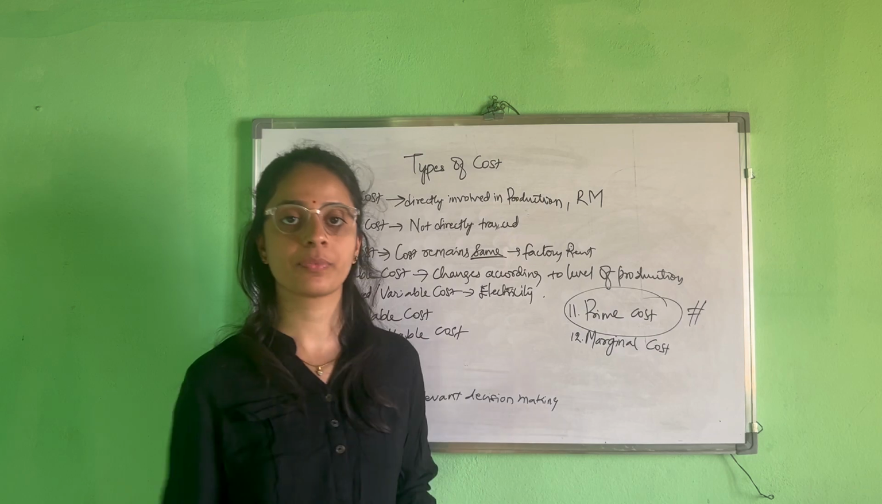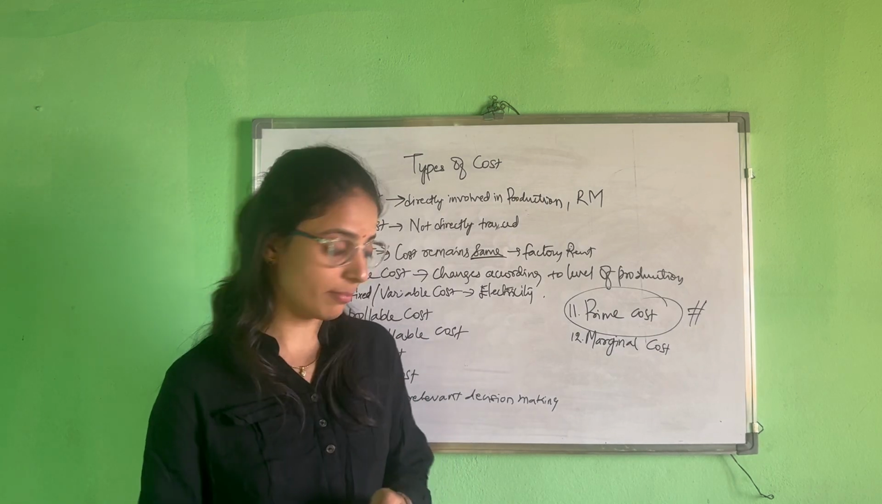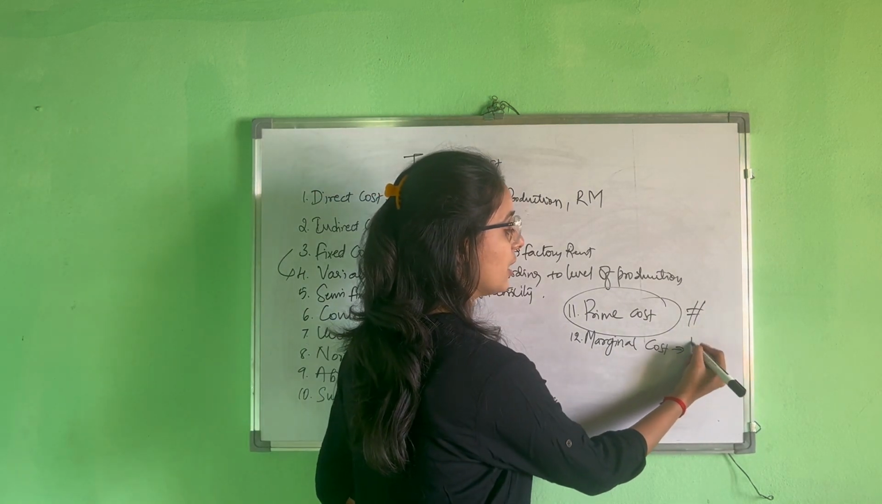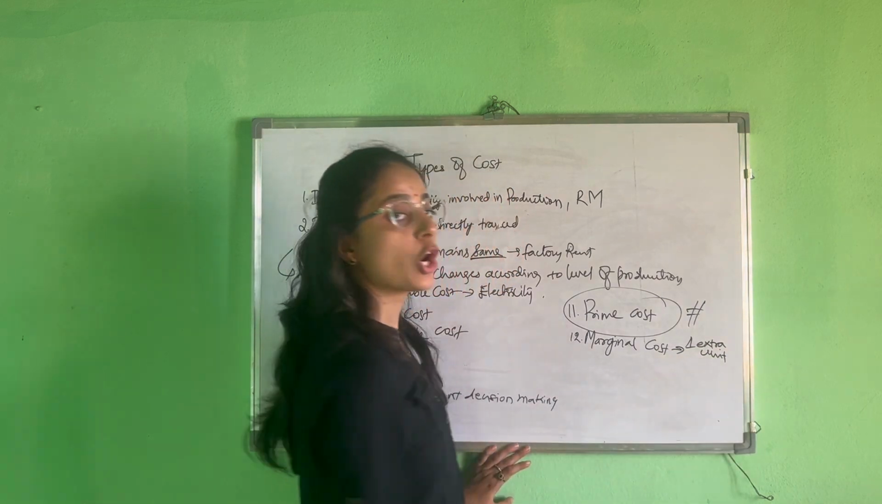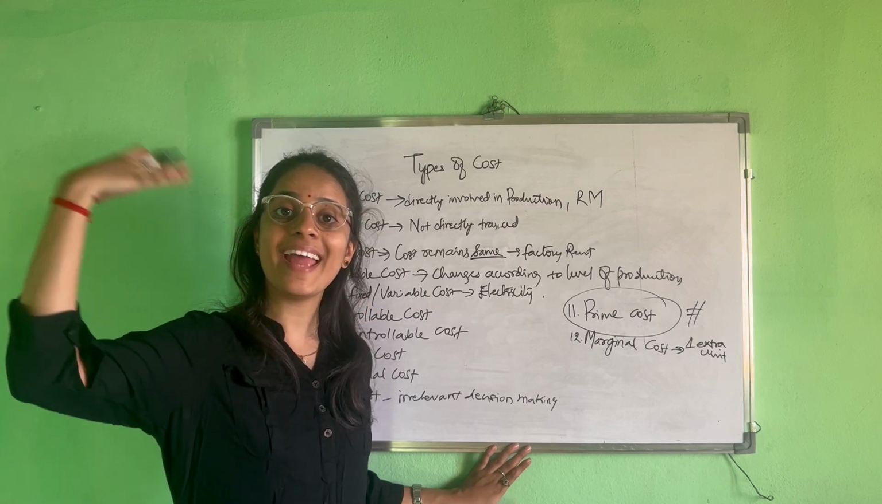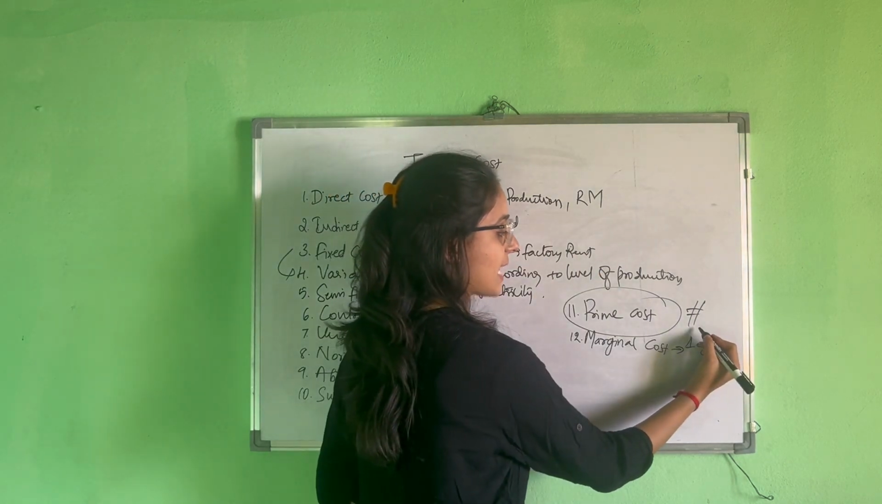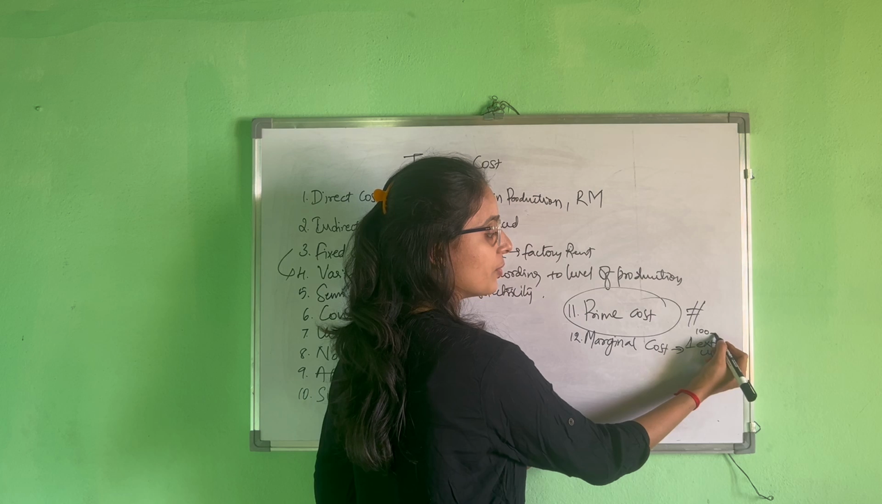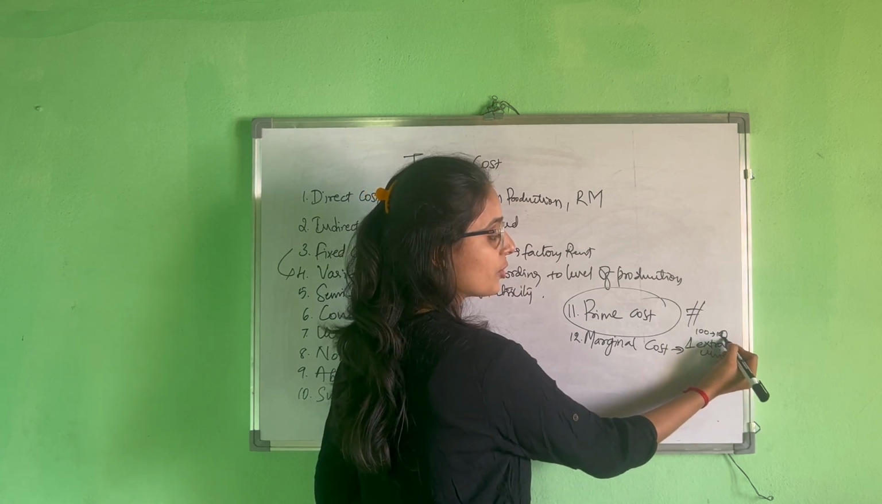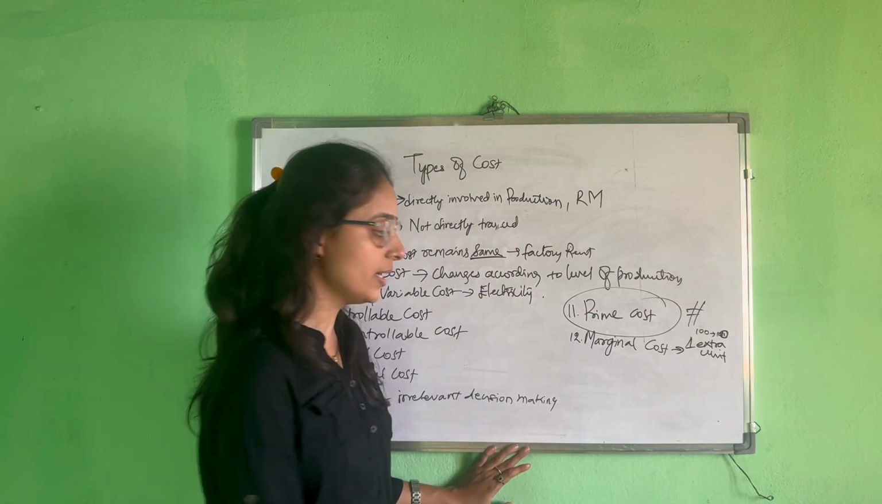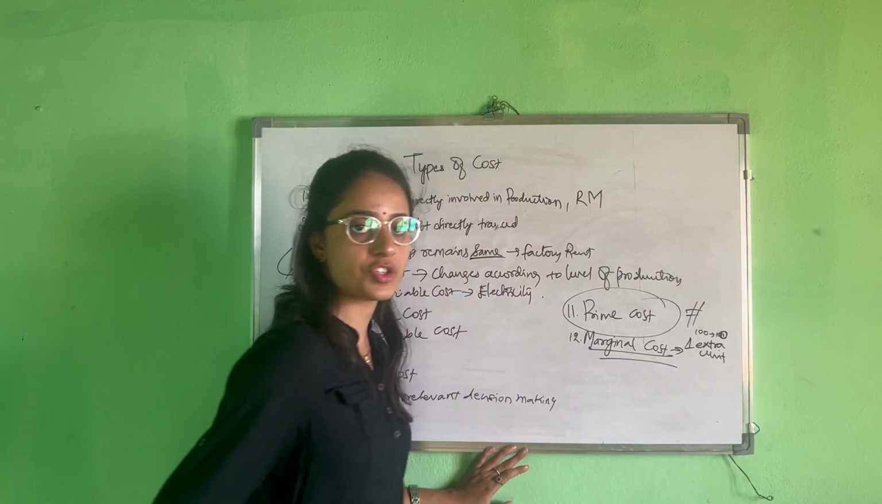Next comes marginal cost. Marginal cost is nothing but cost of producing one extra unit. Cost of producing one extra unit. For example, you were producing 100 units. If you want to produce 101 units, the cost of producing this one unit is nothing but marginal cost.